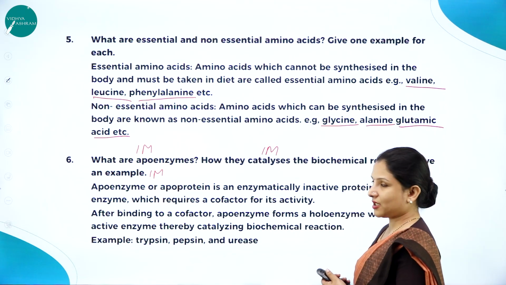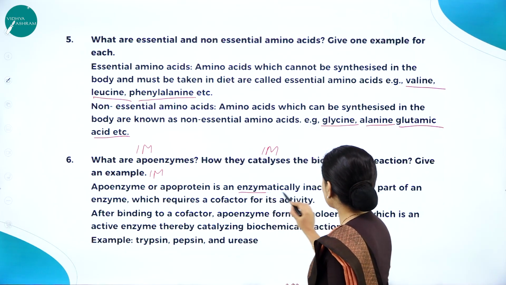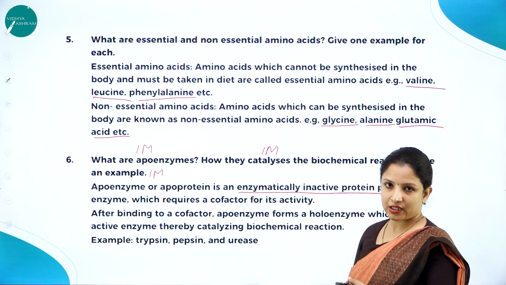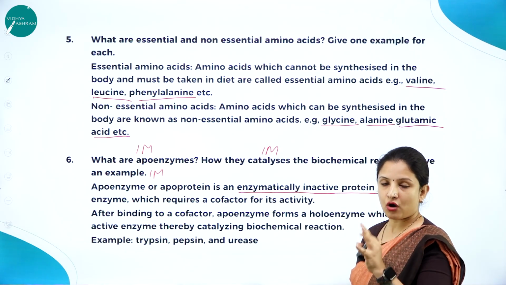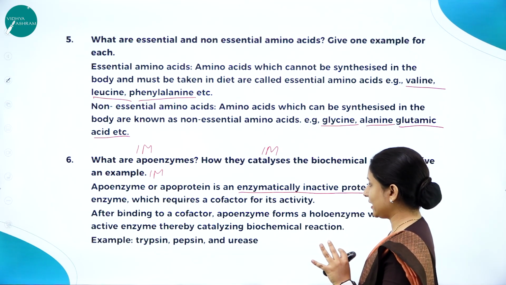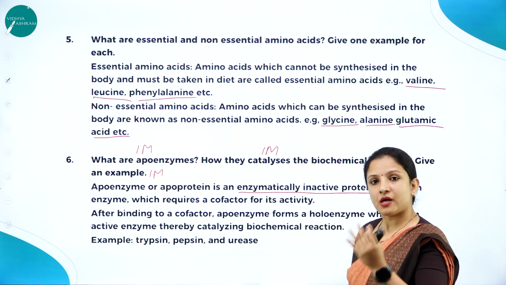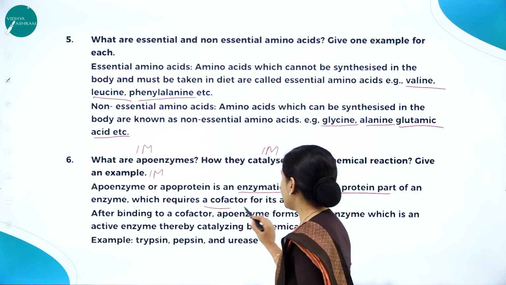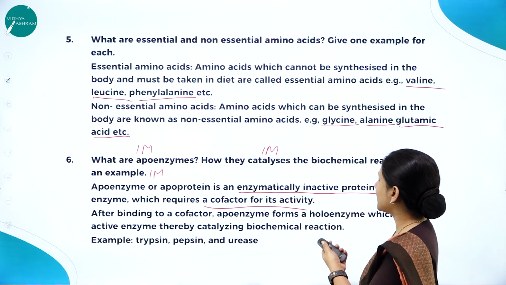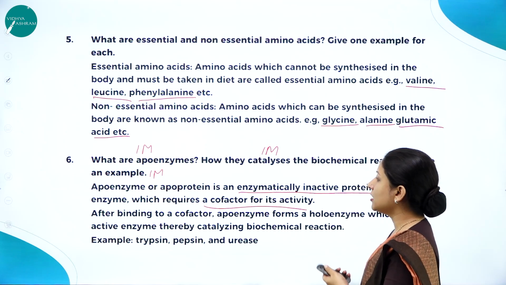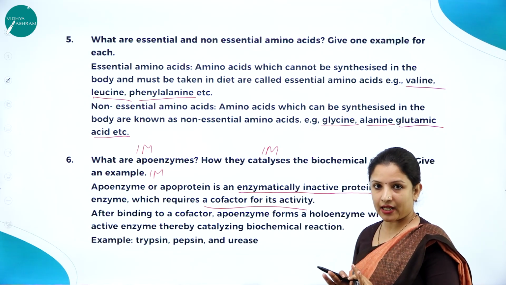So what are apoenzymes? Apoenzyme or apoprotein is an enzymatically inactive protein part of the enzyme. So in the enzyme, the protein part which is not active is called an apoenzyme, and therefore to become active it requires a cofactor. That is an apoenzyme. How does apoenzyme catalyze the biochemical reaction? So apoenzymes, first they are inactive.